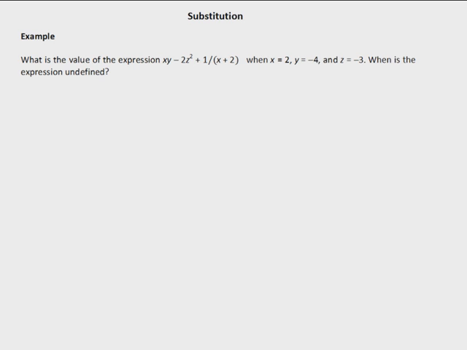What is the value of the expression xy minus 2z square plus 1 upon x plus 2, when x is something, y is something, z is something. So xy will be 2 into minus 4, minus 2z square, that will be 2 into minus 3 the whole square, plus 1 over x plus 2, that's 1 over 2 plus 2. All I've done is plugged in the values of the numbers. So when x is 2, wherever x occurs in the expression, I put in 2. Y is minus 4. So wherever y occurs in the expression, I put in minus 4. And of course, I'm very careful about my minus signs.